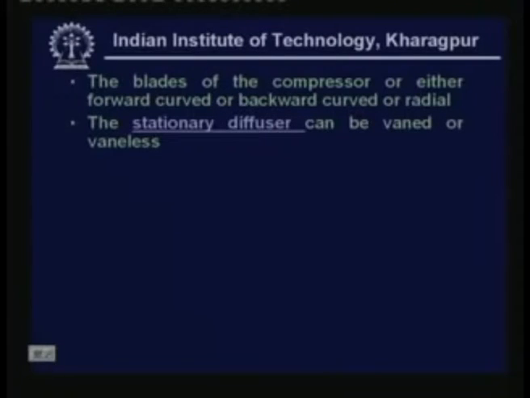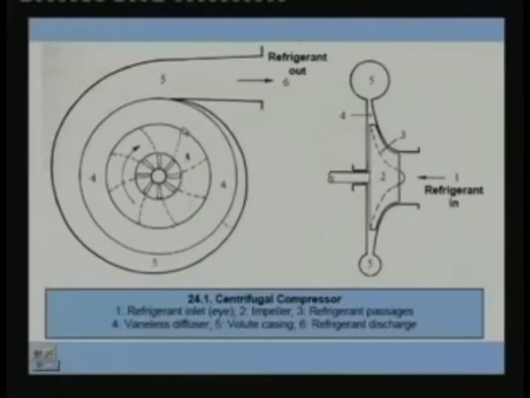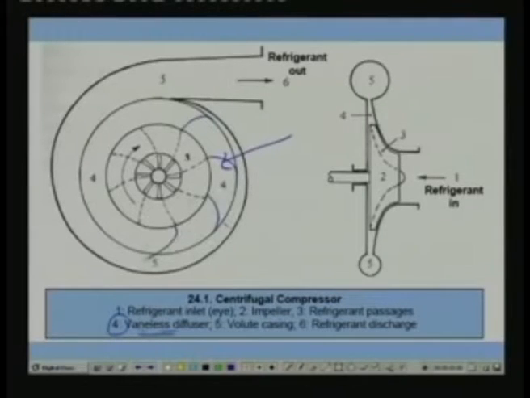The stationary diffuser can be vaned or vaneless. I have explained that you have a component called the diffuser. This space is called the diffuser, as you can see here, and this is a vaneless diffuser. That means it is a simple empty hollow ring where you do not have any vanes. You can also have a vane diffuser. That means inside the diffuser you can have vanes. For example, you can have this kind of vanes.